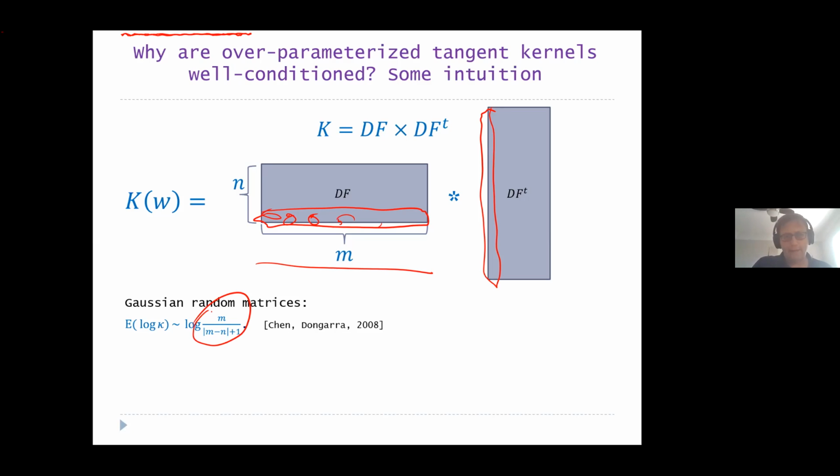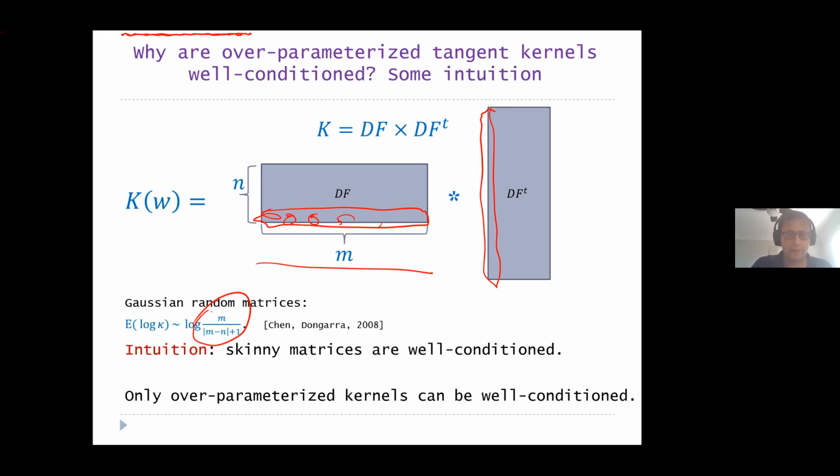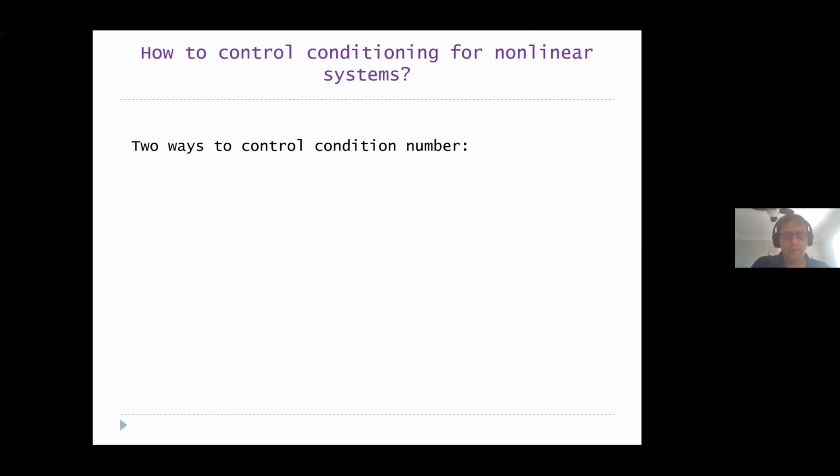So that's kind of the intuition for this. A skinny matrix will always be well conditioned, and the longer it is, the more likely it is to be well conditioned. In that sense, it's clear that only over-parameterized kernels can be well conditioned, because if under-parameterized, it goes the other way around, and the smallest eigenvalue of the kernel is always going to be 0 just because of rank. So that's basically the intuition.